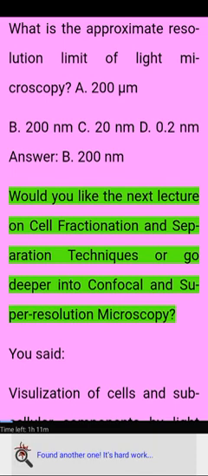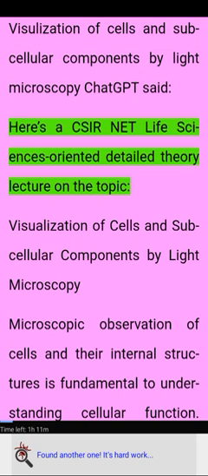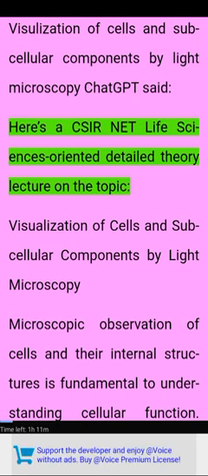Would you like the next lecture on cell fractionation and separation techniques, or go deeper into confocal and super-resolution microscopy? You said: Visualization of cells and subcellular components by light microscopy. ChatGPT said: Here's a CSIR NET Life Sciences-oriented detailed theory lecture on the topic.